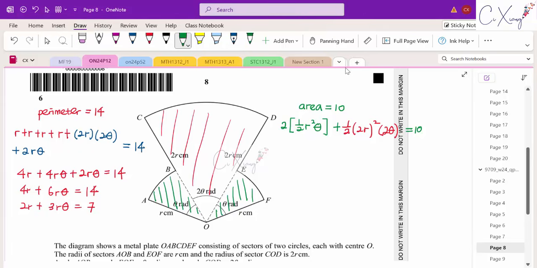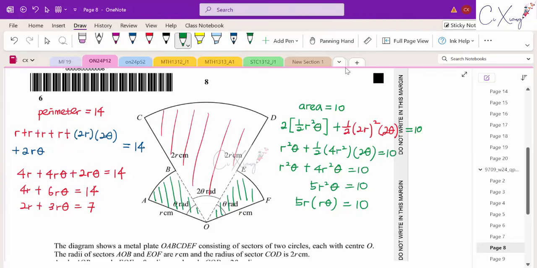Alright, so I try to simplify my answer here. I have r square theta plus 1 over 2 times 4r square times 2 theta equals 10. After simplifying the terms, you'll have 4r square theta equals 10, so 5r square theta equals 10. I want to express 5r square theta as 5r times r theta equals 10.